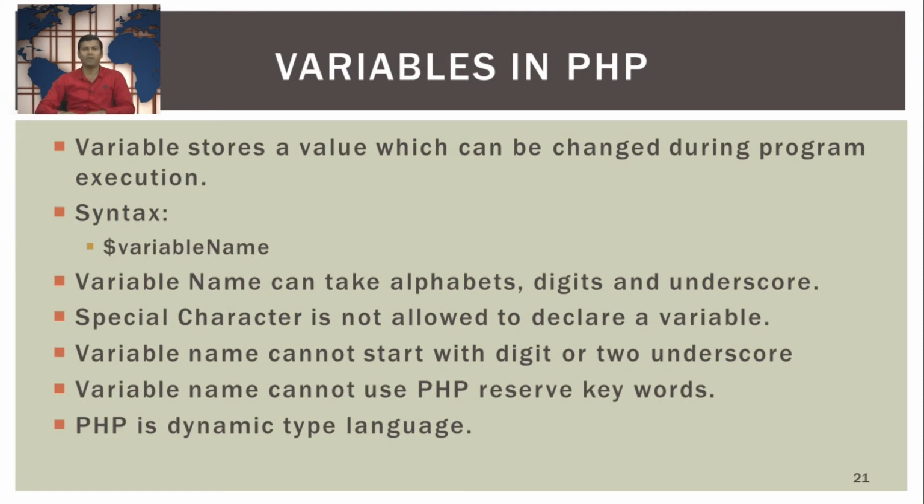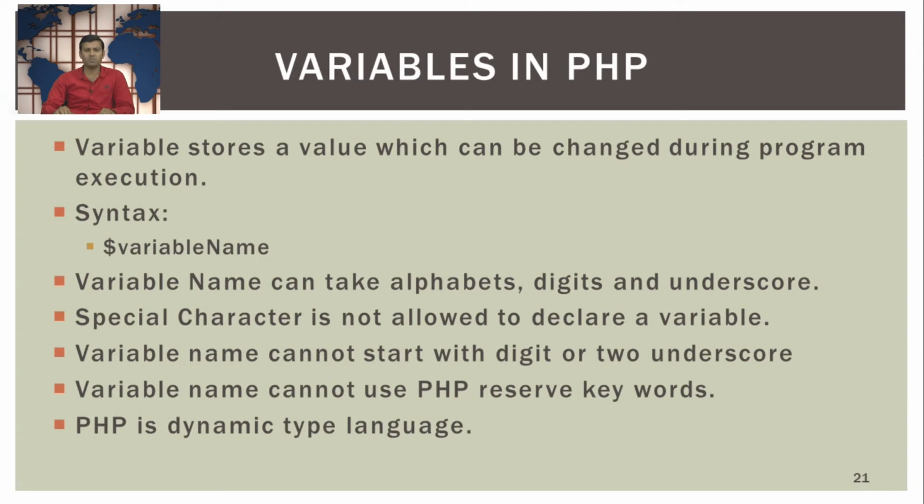Now, how to define a variable in PHP? First, you might like to know what a variable is. A variable is a value which can be changed during program execution. In short, variables store a value which changes during program execution. The syntax for declaring a variable in PHP is dollar and then the variable name. It is very easy to spot a variable in PHP because each variable must begin with the dollar symbol, and then you can write the variable name.